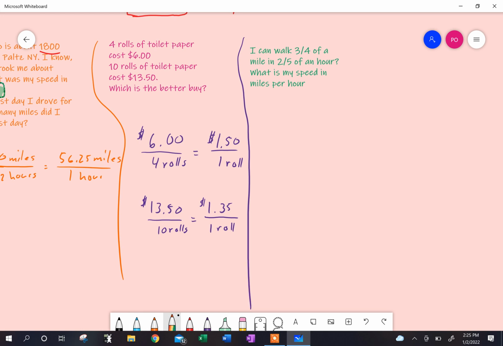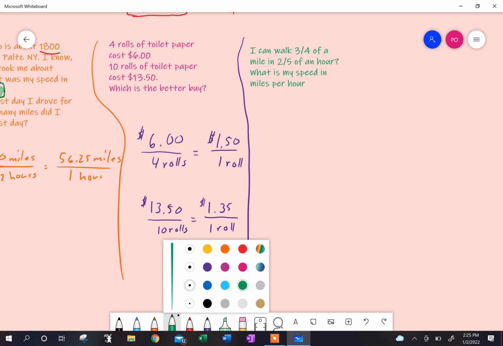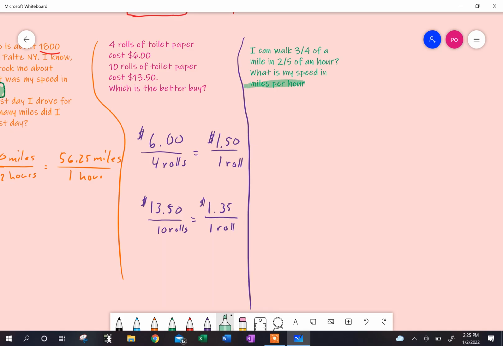Anywho, the last question says, I can walk 3/4 of a mile in 2/5 of an hour. What is my speed in miles per hour? So once again, I'm looking for miles per hour. That key word is per. So let's see, I'm going to have miles, and I'm going to have hours. And so let's see, I can walk 3/4 of a mile. 3/4 goes in my numerator over hours, 2/5. So once again, you're still just dividing 3/4 divided by 2/5.